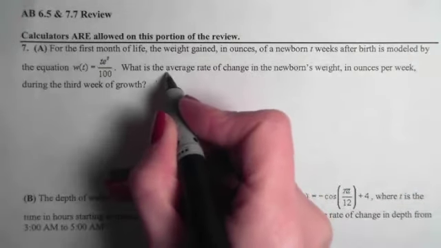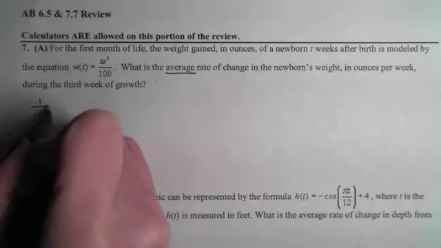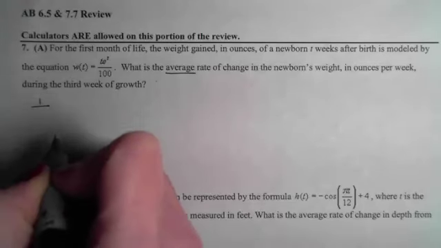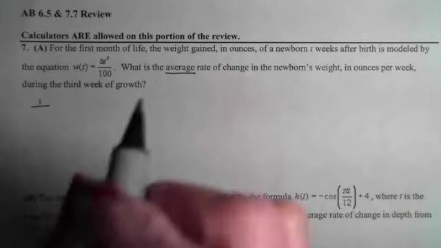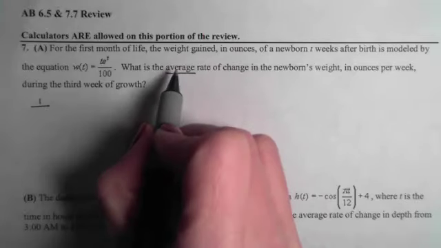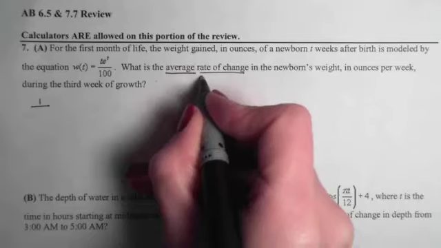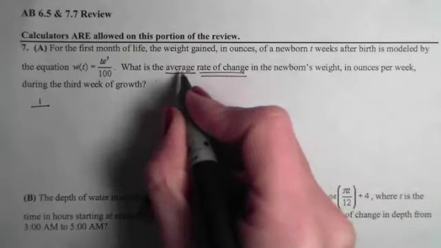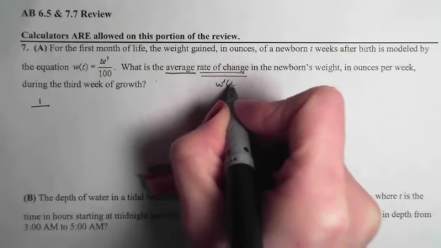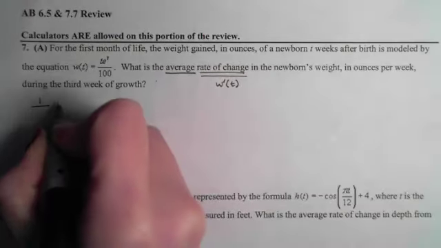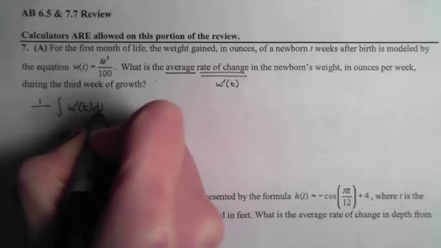The first thing is people see this average and they think they need to do 1 over b minus a times the integral from a to b of whatever it is we want the average of. So what people mess up on here is they just do the average of w instead of the average rate of change. So if I want the average rate of change, this is another way of saying w prime of t. So that means I will be taking the integral of w prime dt.